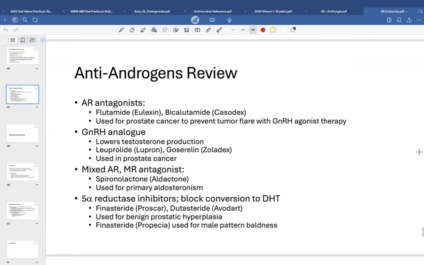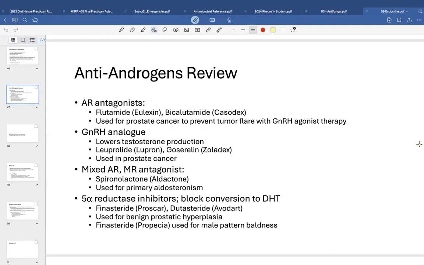And just very quickly, anti-androgens. Again, all of these we discussed at various points this year. Androgen receptor antagonists, flutamide and bicalutamide, basically block androgens at the level of the androgen receptor. These are short-term drugs. When we give the next class, the gonadotropin-releasing hormone agonists, it basically prevents what's called a tumor flare. So, for example, leuprolide. What we want to do in prostate cancer is reduce, to the extent possible, testosterone production.